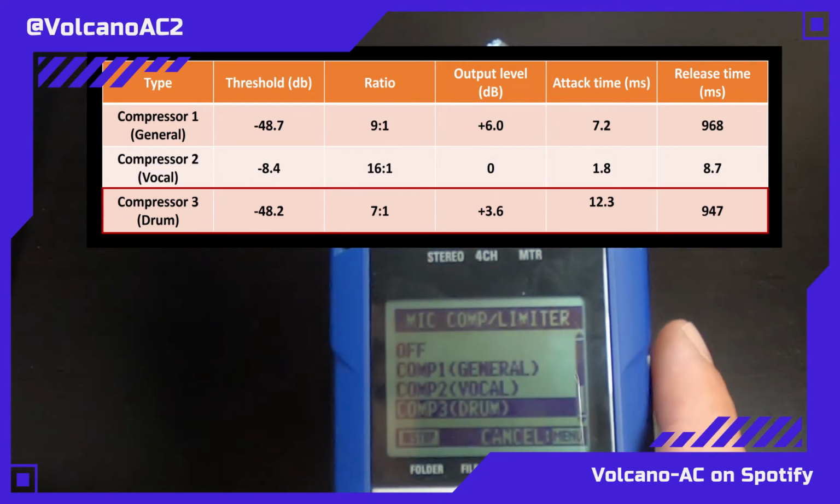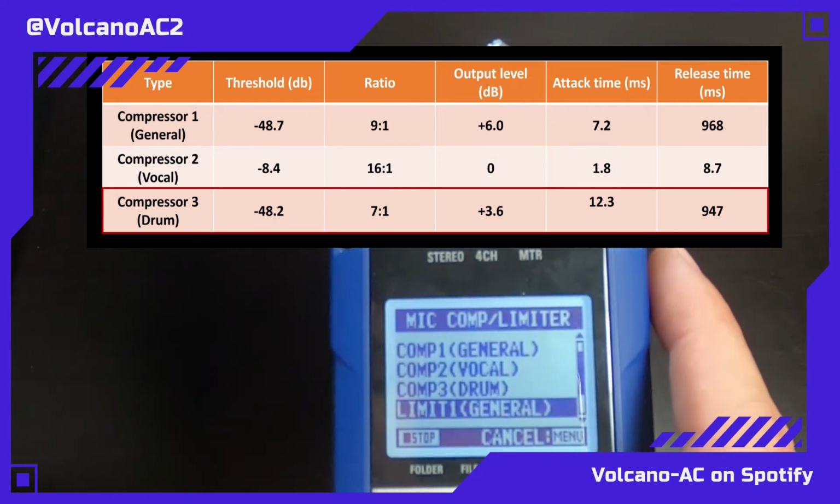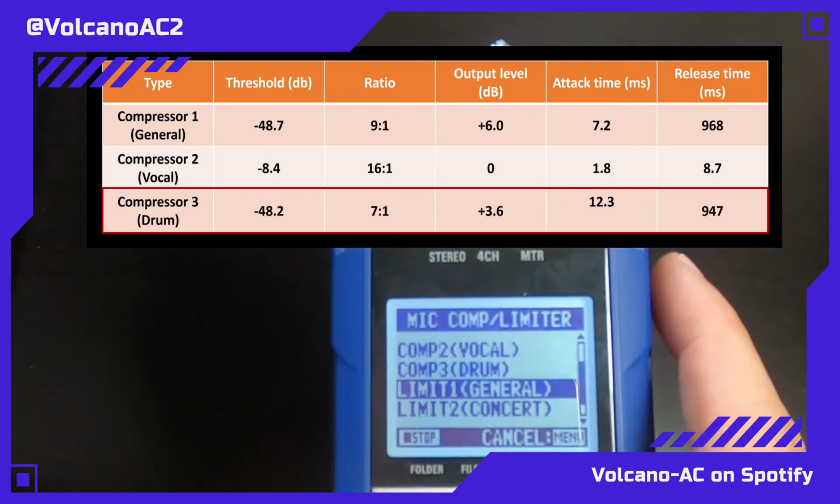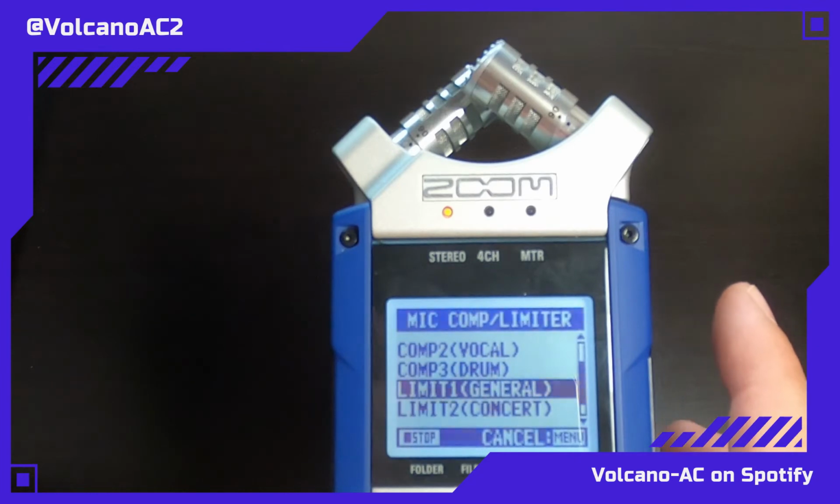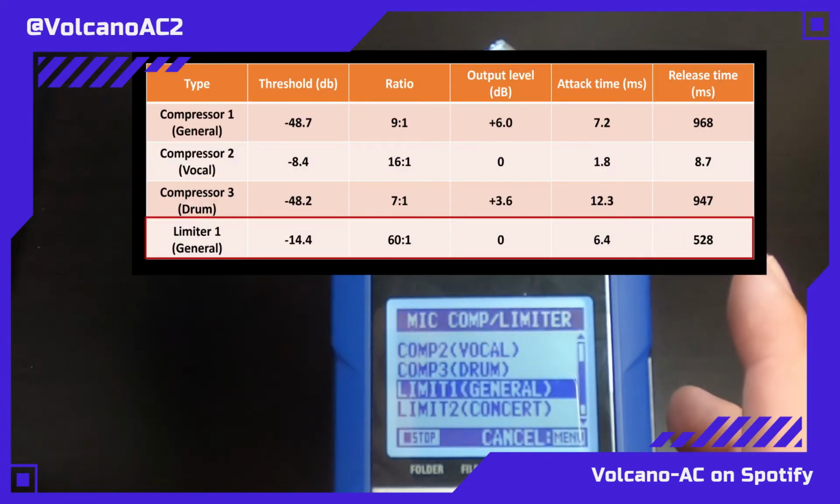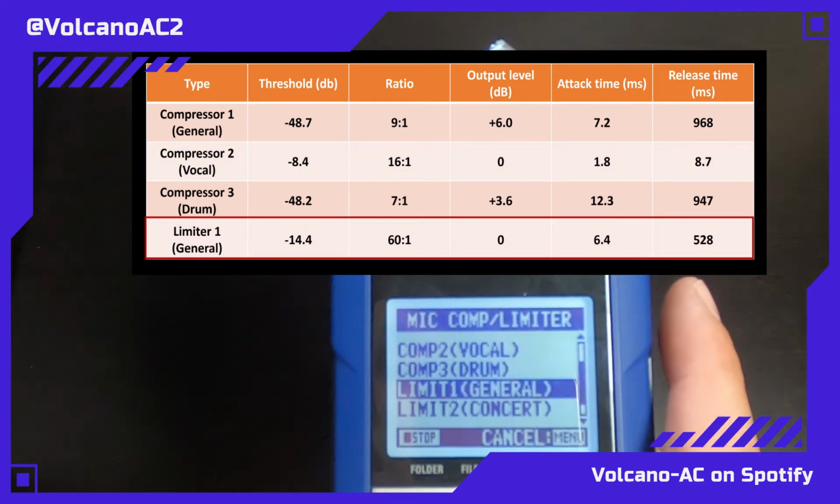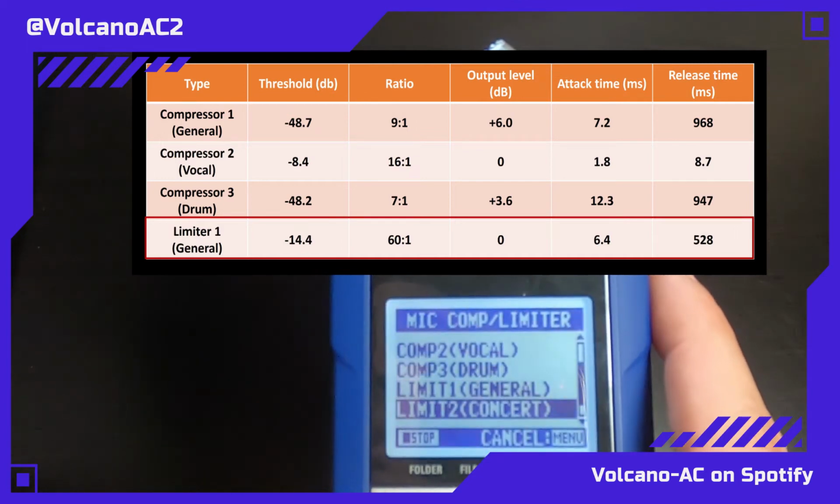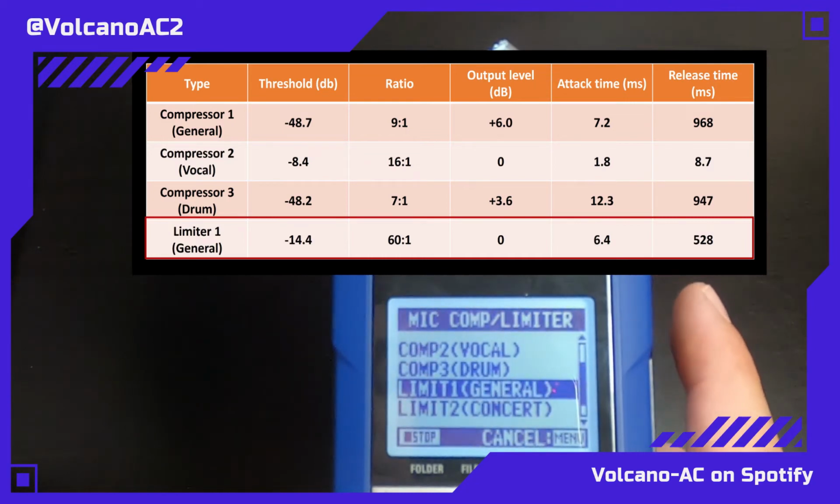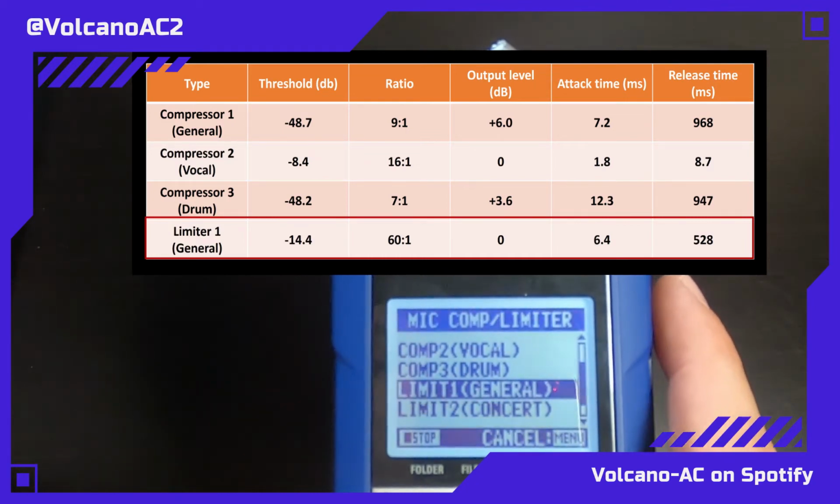Okay, now when we go to the limiter, if we keep going down here, we see the limiter. This is just a standard limiter with a threshold of minus 14.4, a ratio of 60:1, the output level is 0, and the attack time is 6.4 milliseconds, and a release time of 528 milliseconds. That's for limiter number 1, which is the general.